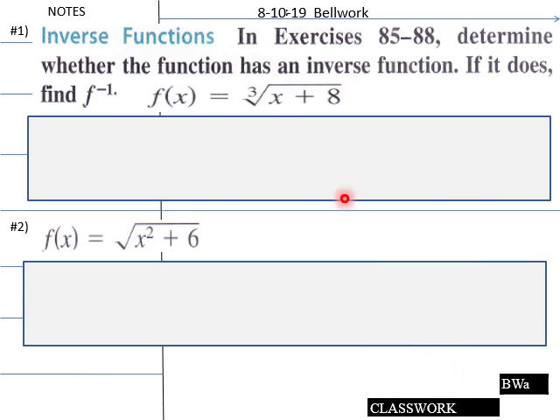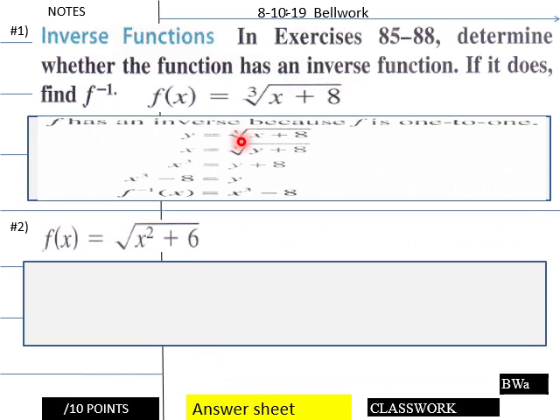Welcome back for solutions for today's bell work, finding inverse functions. So to find f inverse for number 1 up here, f has an inverse because f is 1 to 1. So we have a 1 to 1 relationship here. And then we change positions now to find our inverse. f of x is y equals the cube root of x plus 8. Now we switch variables here. y becomes x, x becomes y.